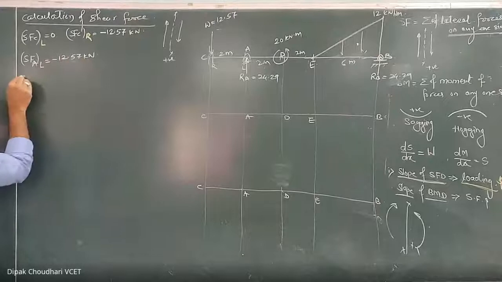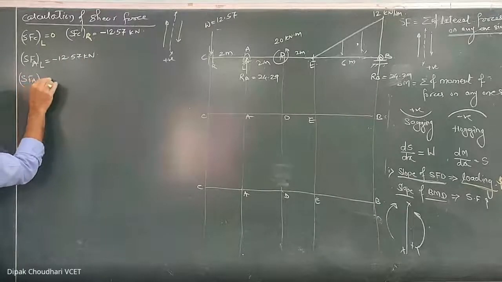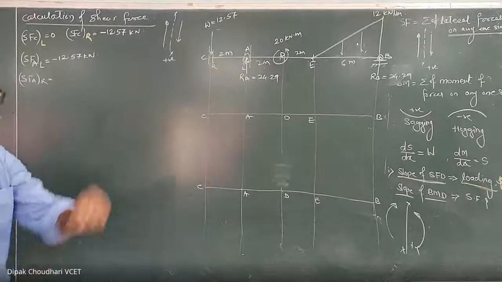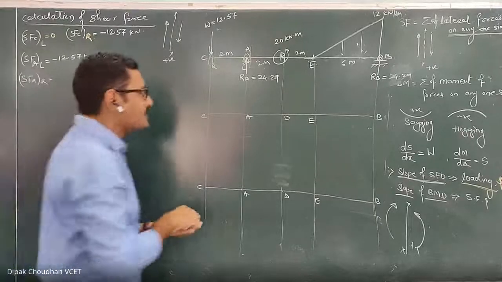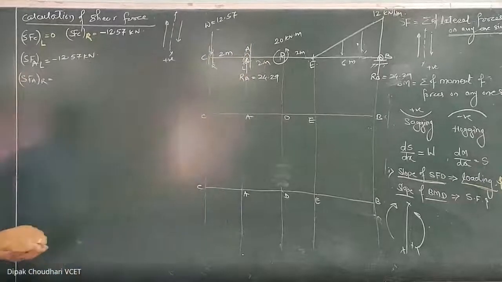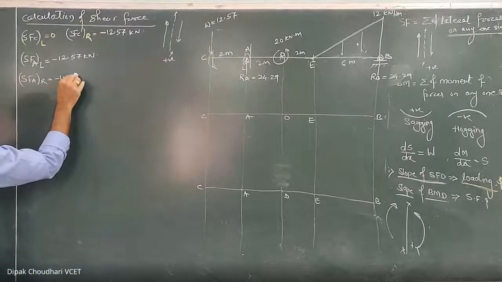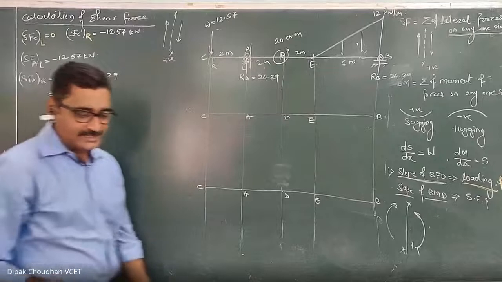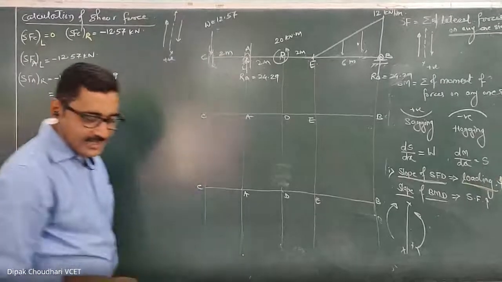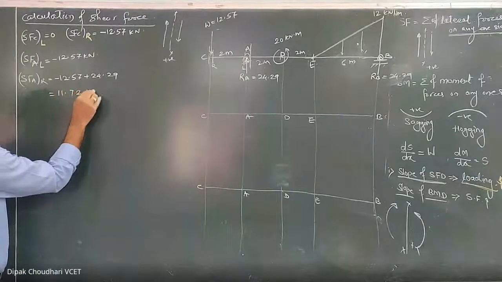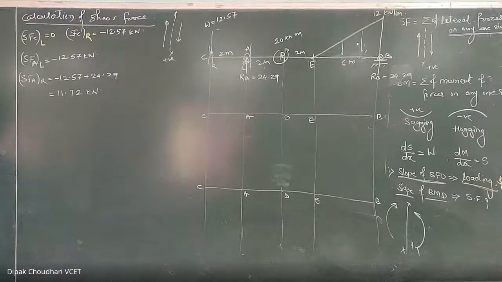Then shear force at point A, considering the section on the right side of A. I am taking the algebraic summation of the forces on the left side of that section only. But now when the section is on the right side of A, और उसके left side में ये दो forces हैं. So I have to take the summation of those two forces, using the sign convention. So minus 12.57 downward है plus 24.29. So we'll get the shear force at point A on the right side. How much is that? 11.72 kilonewton. Okay. This is the value of the shear force at point A on the right side.